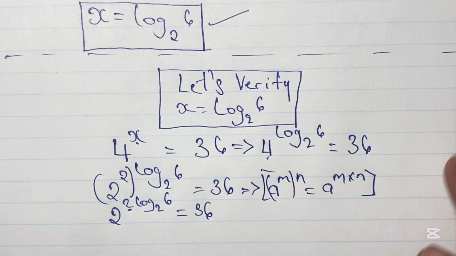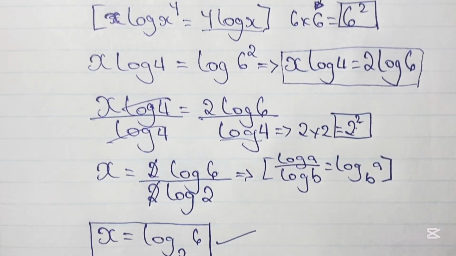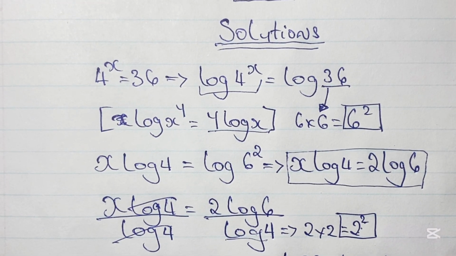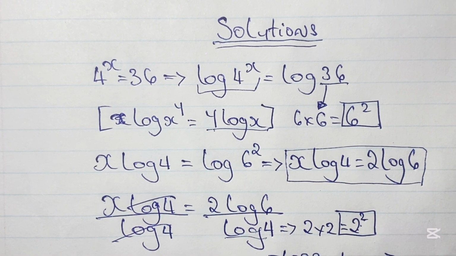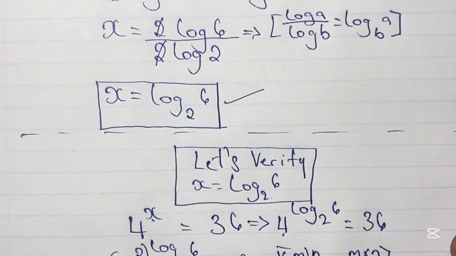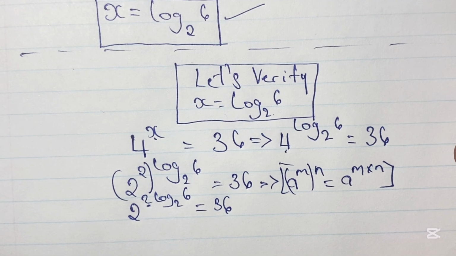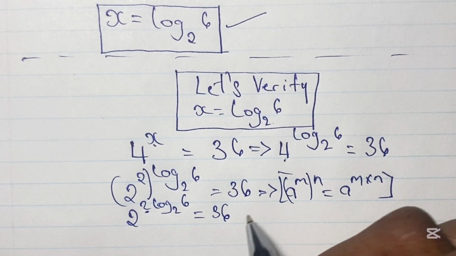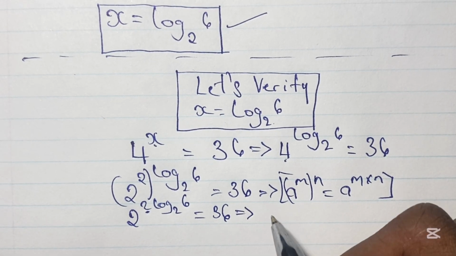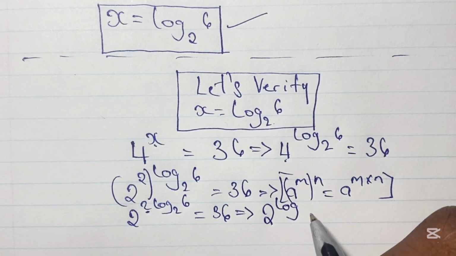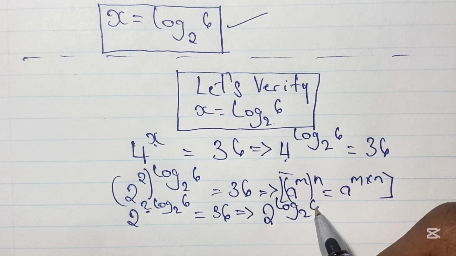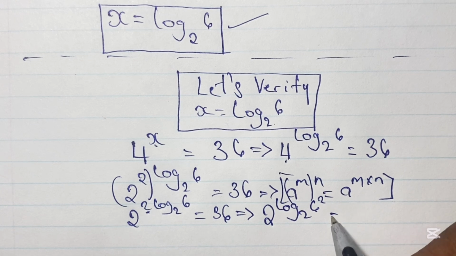This 2 here, using our logarithm rule, where we see y log x, with y in front of the log x, as y was the exponent of x. So having the 2 in front of the log base 2 of 6 means that we can rewrite this as 2 to the power of log base 2 of 6 squared equals 36.